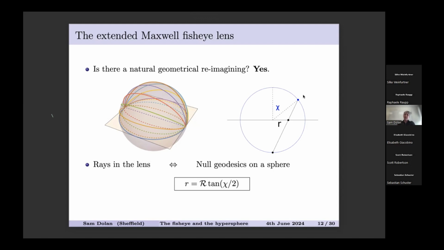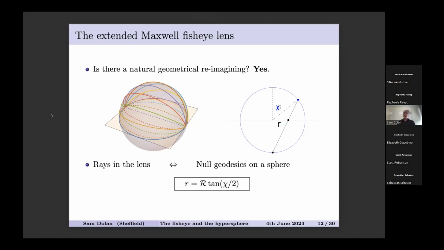So to make that a bit more precise, we can map between points on the plane. The plane here is the black horizontal line. We can map them onto a sphere by taking the point on the plane, running a line to the south pole of the sphere, and then extending that line until it meets the sphere again. And that then defines an angle chi in blue here.